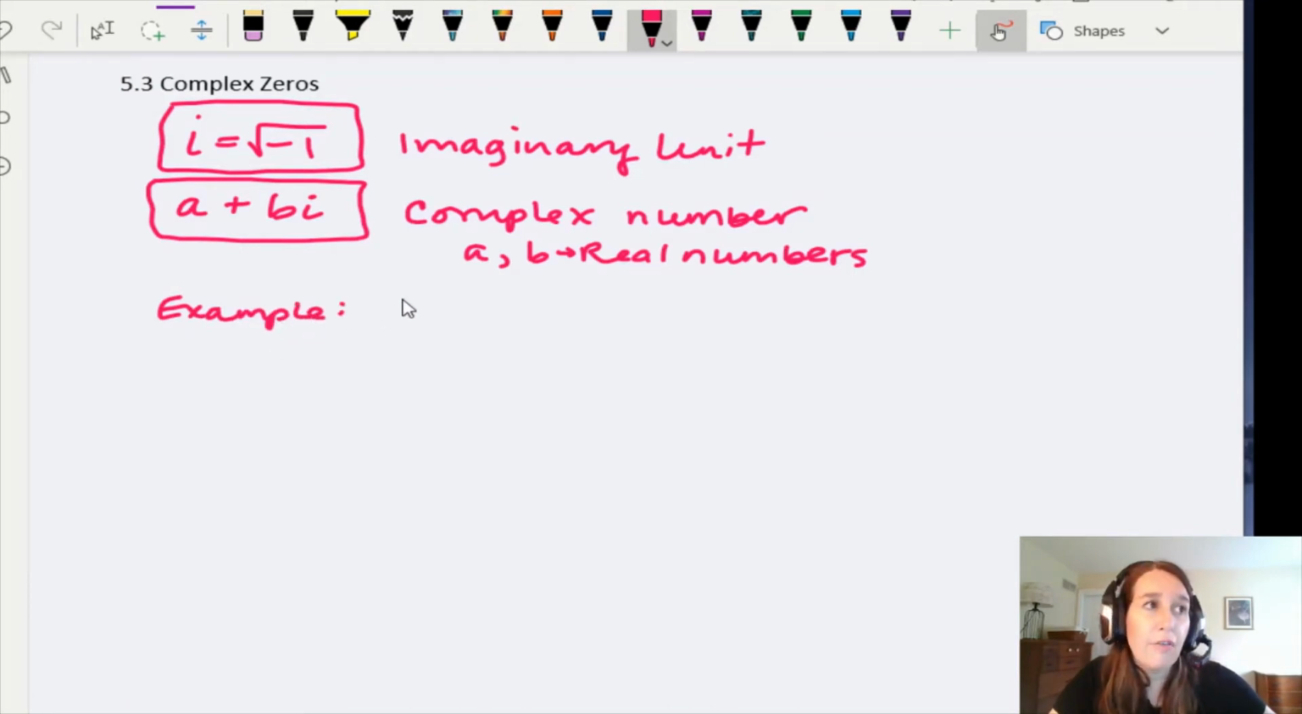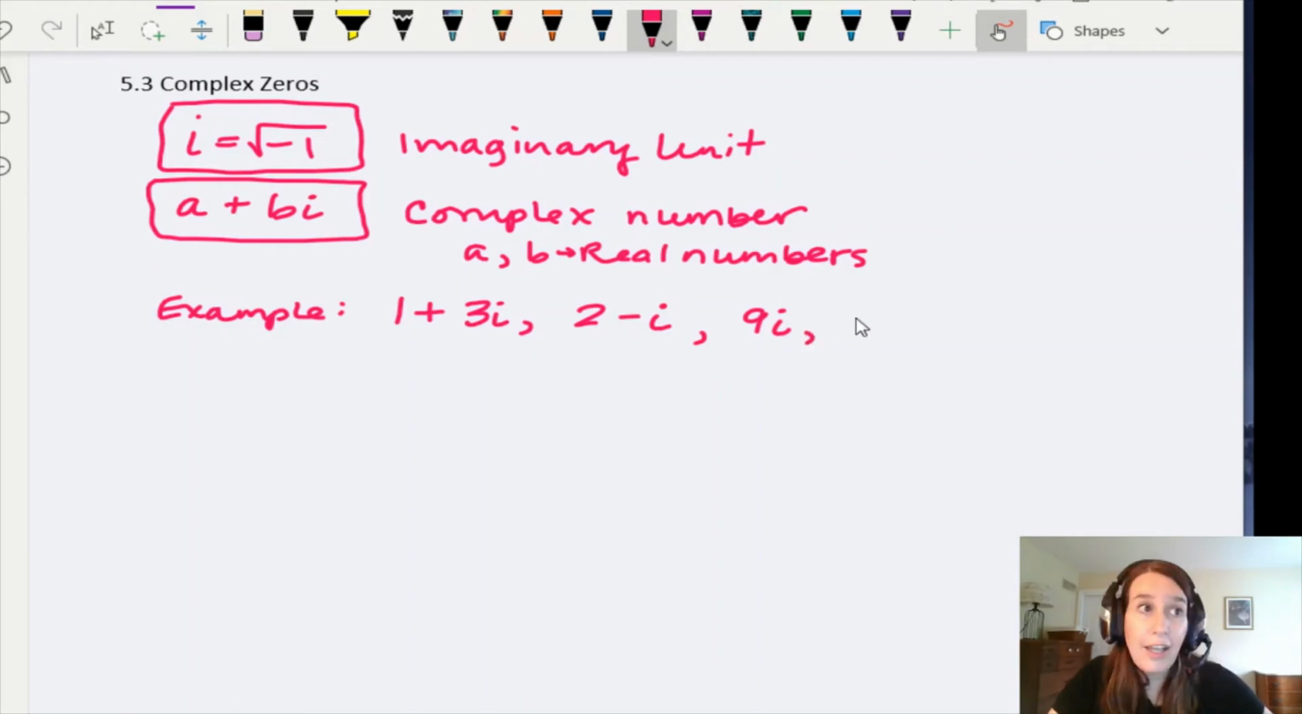you could have 1 plus 3i. You could have 2 minus i. You could have 9i. Okay, if you don't have a number for a, of course, that would be 0, right? So a would just be 0, and there's just the imaginary portion of the number.